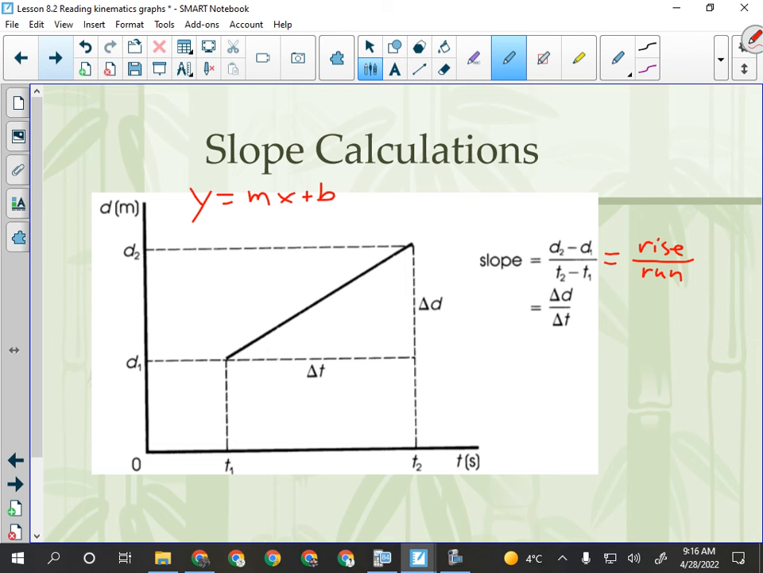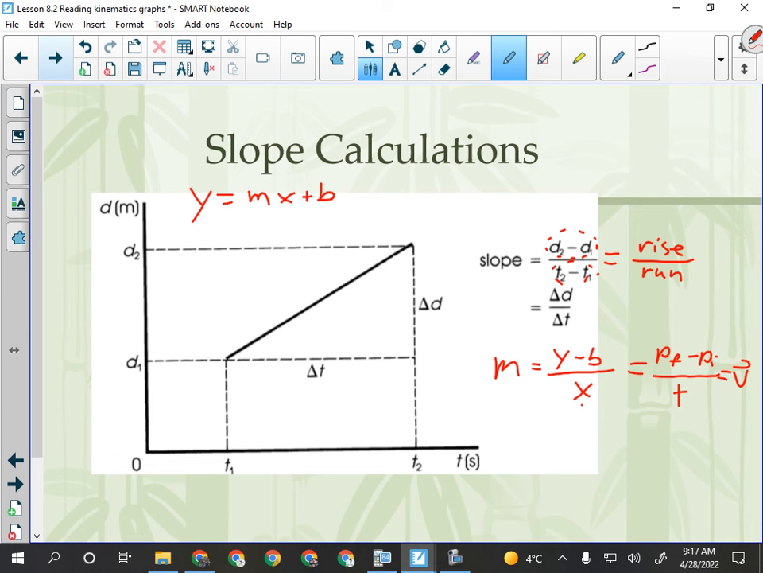Which part of this equation is slope? M. So y value of a point, x value of a point, y-intercept, slope. So if I'm calculating slope, m will be y minus b, or the change in position, divided by the change in time, x. On this particular graph, that means I'm going to be taking my final position, subtracting my initial position, and dividing it by time, which will calculate velocity.